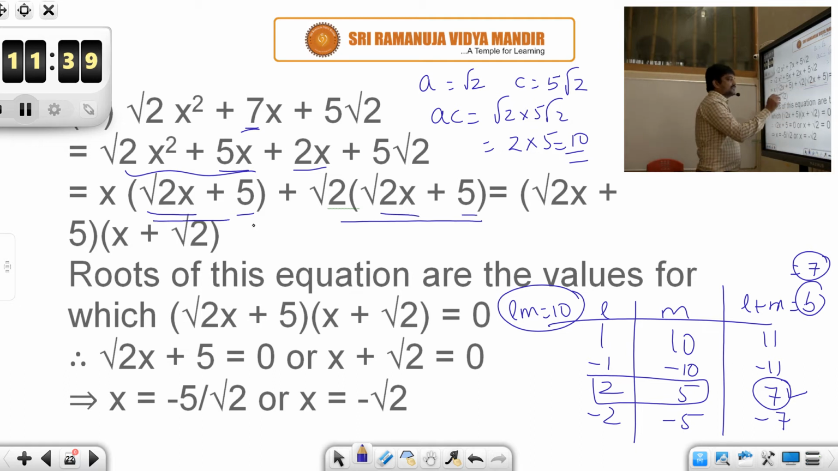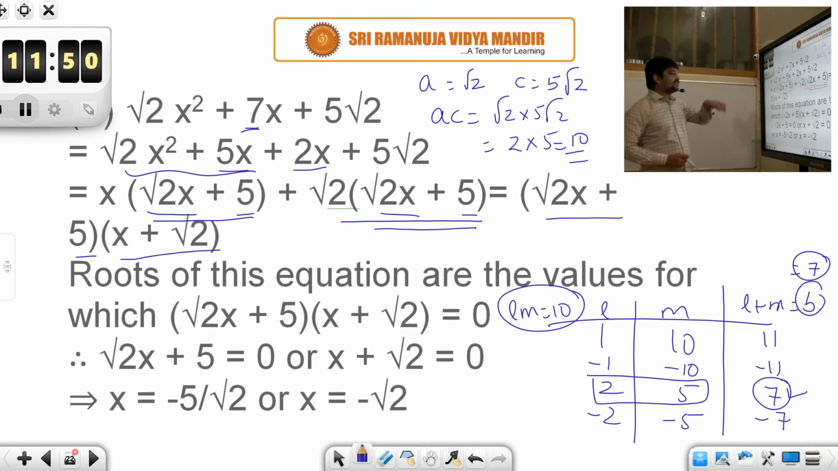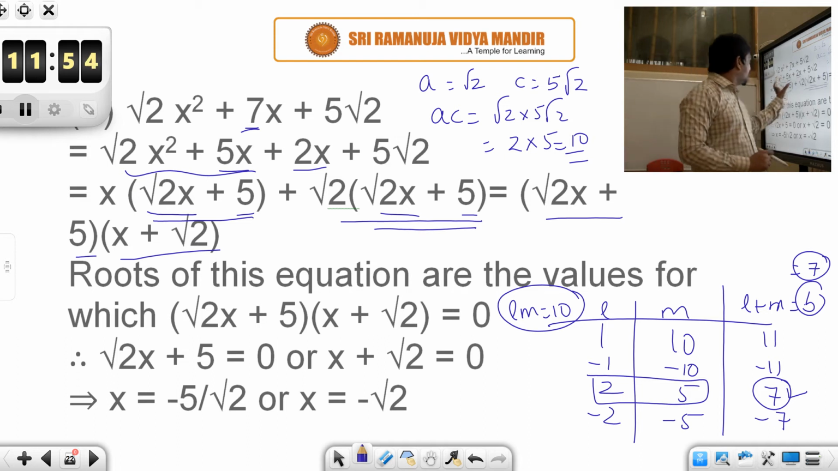Now you could identify that root 2x plus 5 is common in both these, so take that common. So you will be getting root 2x plus 5 times x plus root 2. Roots of this equation are the values for which this expression becomes 0.